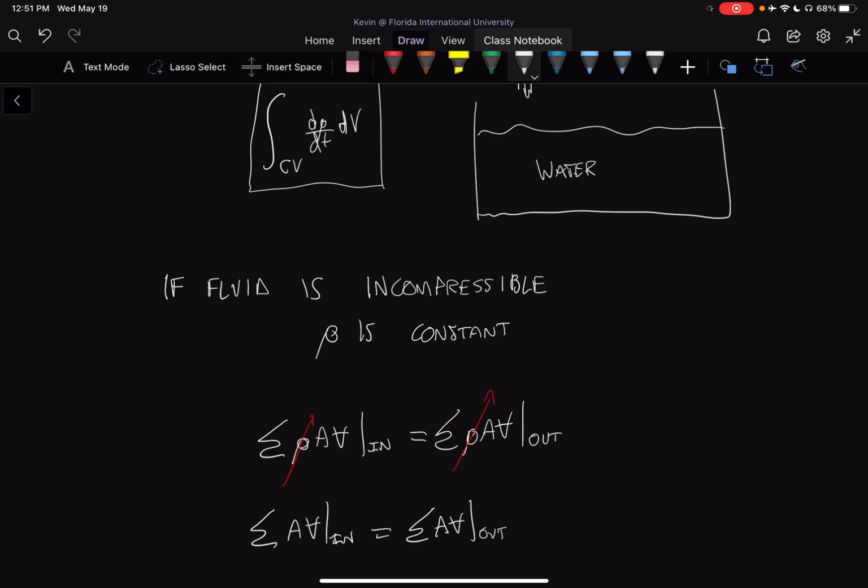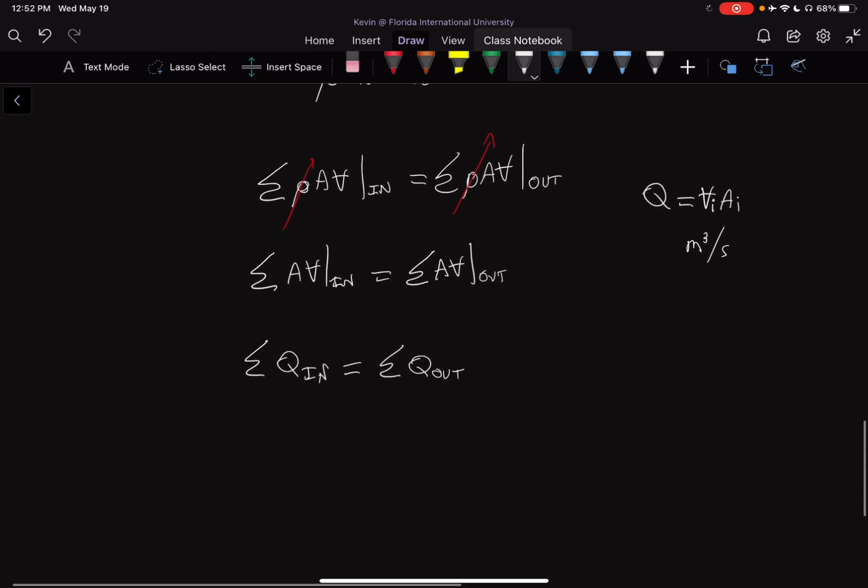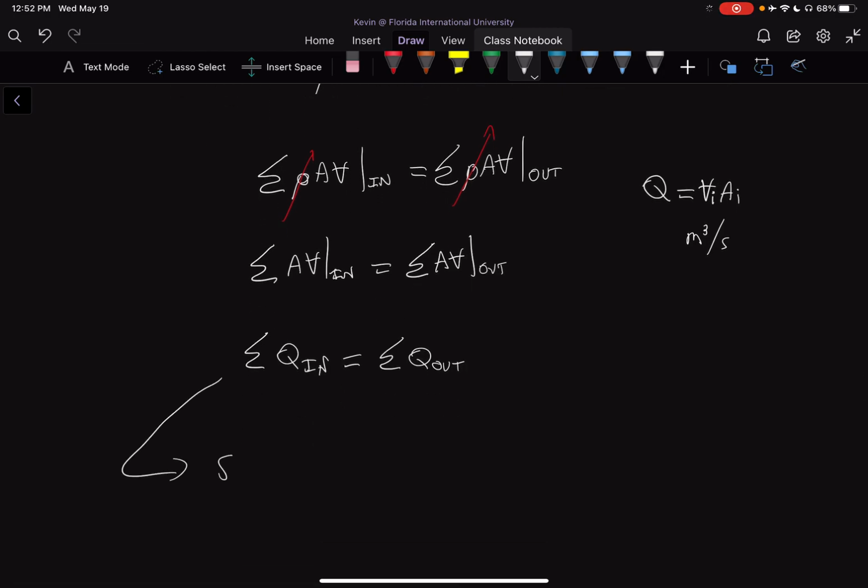And if you remember correctly, Q, which is our volume flow rate, is equal to velocity V_i times A_i. This is our volume flow, in meters cubed per second. So we can rewrite this as the sum of the volume flow in is equal to the sum of the volume flow out. This is only the case when density is constant within our flow. Now, this is obviously assuming a simple case, which is that we assumed a 1D flow.